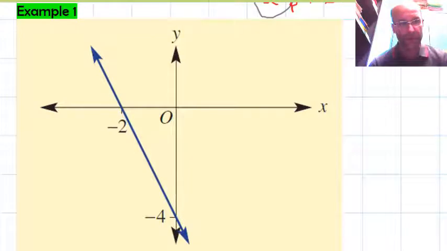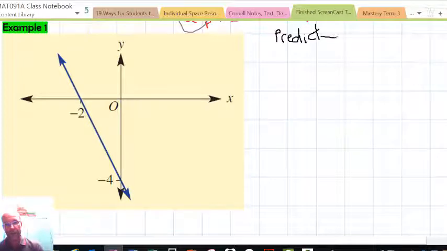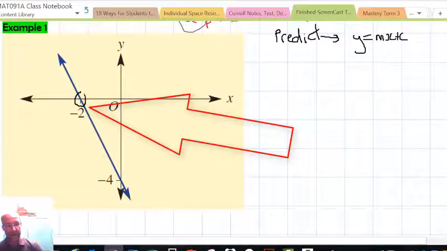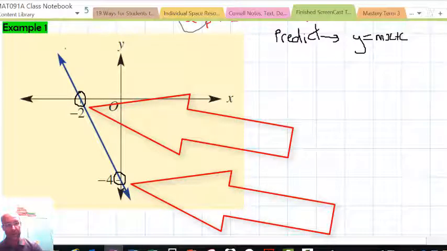In this example, we've got to find the equation of this blue line. It's a straight line. We're going to have a linear function. So if we predict what we're going to get, it'll be a line in the form y equals mx plus c, because, as you know, that's the form of a straight line. Alright, well, let's see, do we have two bits of information? Well, we have two points. What are the two points? The two points we're certain about is that point and that point. They're the x and the y intercepts.